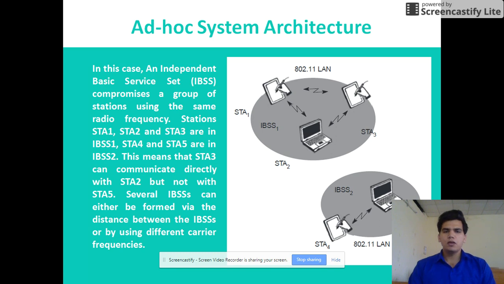To communicate with a station in another IBSS, there should be a mechanism, but they cannot communicate directly in an ad hoc system architecture. So that's what the ad hoc system architecture is, and that's how it is implemented. You can see that in the figure.